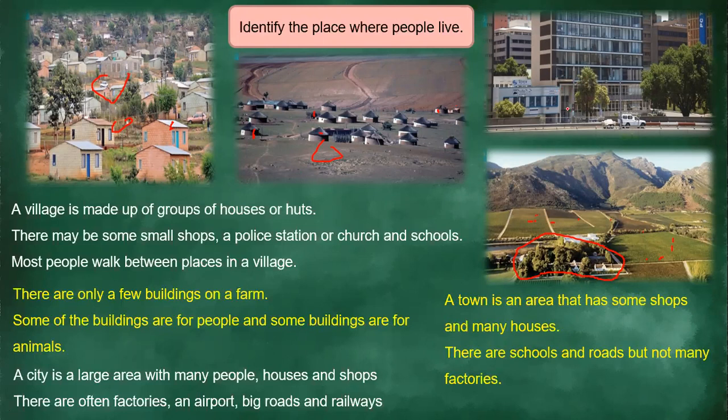Okay, there are often airports. You find different kinds of transport. If you want to go to another country, you go to the airport. And then you also find taxis. There are a lot of things. There are big roads, and then also railways.